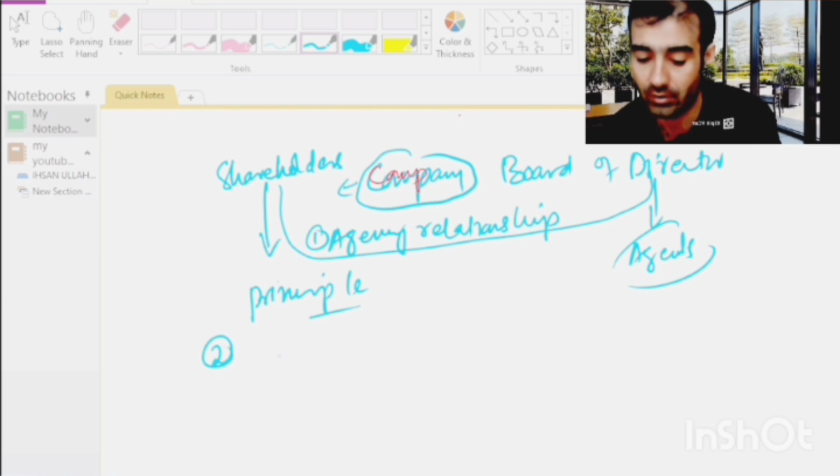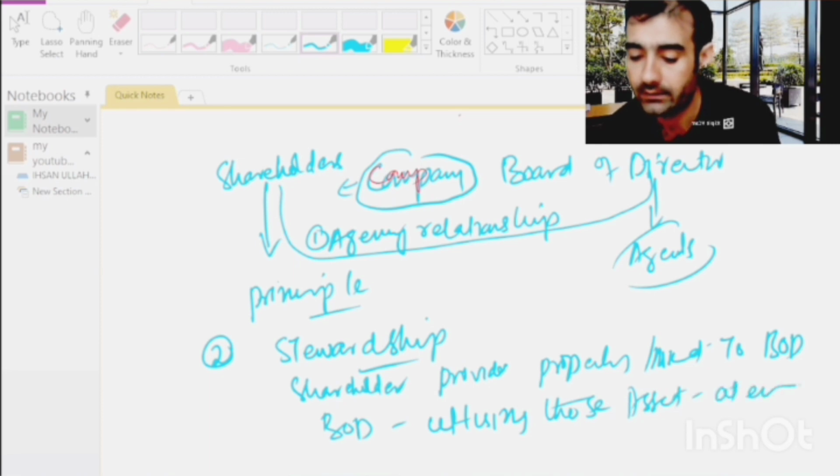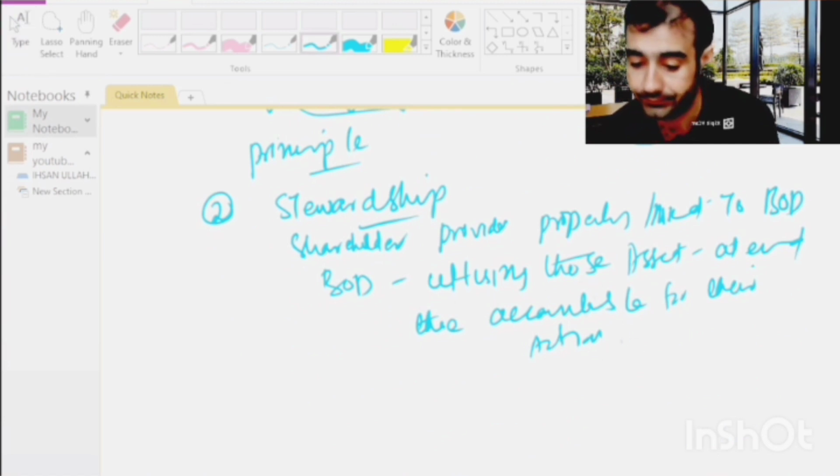The second relationship about which I have told you is called stewardship. In stewardship, the shareholder provides the properties and the assets to the board of directors, and the board of directors actually utilizes those assets, and at the end they are accountable for their actions. So the board of directors acts as a steward, okay, and the relation we call stewardship.